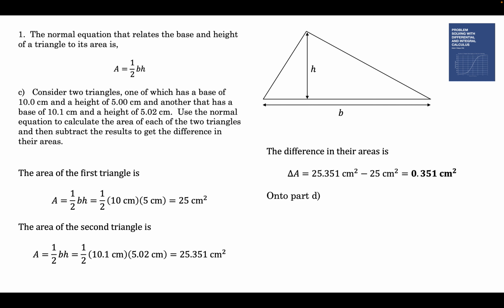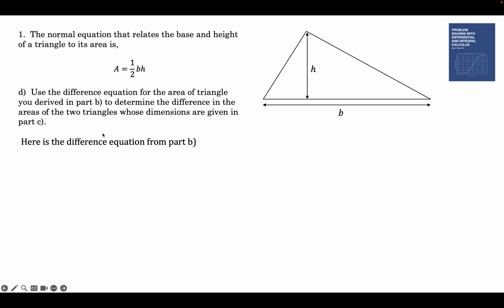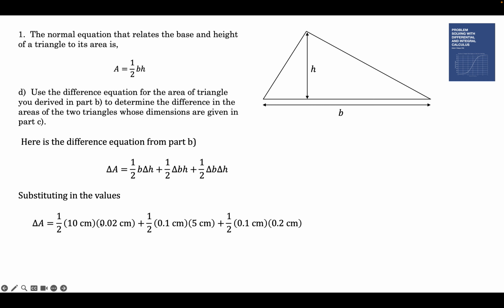Now we're going to use the difference equation. Part D asks to use the difference equation to get delta A, and we derived the difference equation in part B. There it is. So we have a B of 10, a delta B of 0.1, an H of 5, and a delta H of 0.02. And we get each one of these.